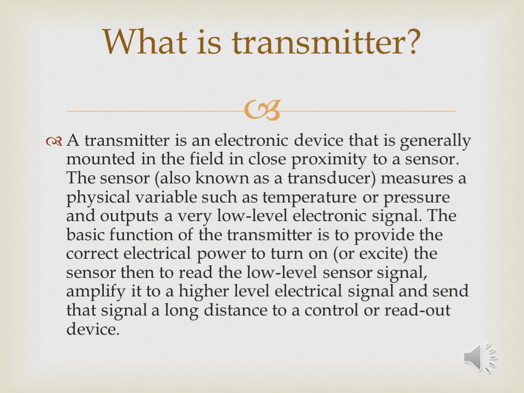What is a transmitter? A transmitter is an electronic device that is generally mounted in the field in close proximity to a sensor. The sensor, also known as a transducer, measures a physical variable such as temperature or pressure and outputs a very low-level electronic signal. The basic function of the transmitter is to provide the correct electrical power to turn on, or excite, the sensor, then to read the low-level sensor signal, amplify it to a higher level electrical signal and send that signal a long distance to a control or readout device.